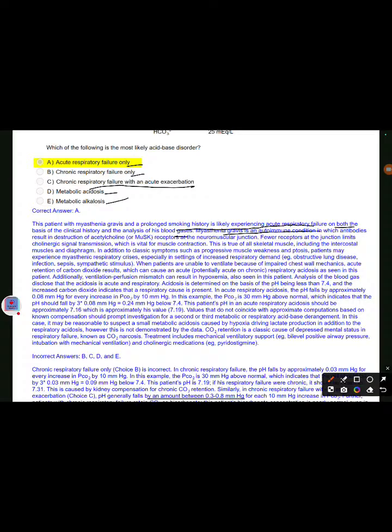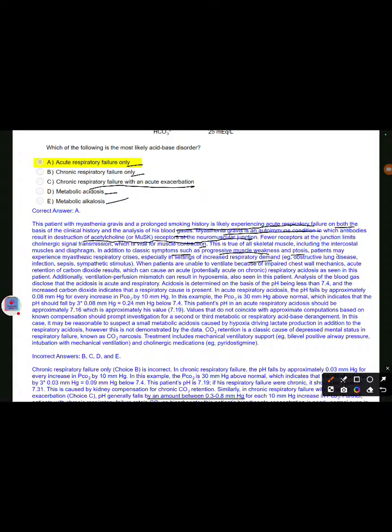Myasthenia gravis is an autoimmune condition in which antibodies result in destruction of acetylcholine receptors at the neuromuscular junction. Fewer receptors at the junction limits cholinergic signal transmission, which is vital for muscle contraction. This causes weakness of skeletal muscles, including the intercostal muscles and diaphragm. In addition to classic symptoms such as progressive muscle weakness and ptosis, patients may experience myasthenic respiratory crisis, especially in settings of increased respiratory demand.